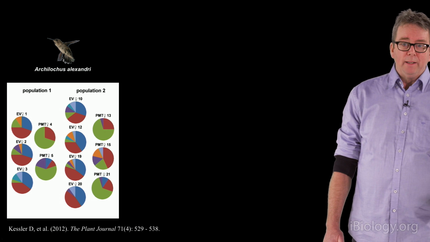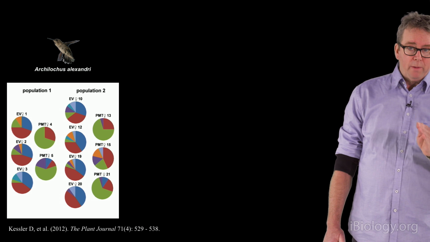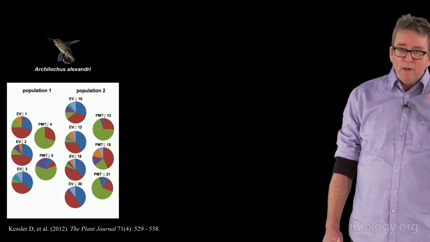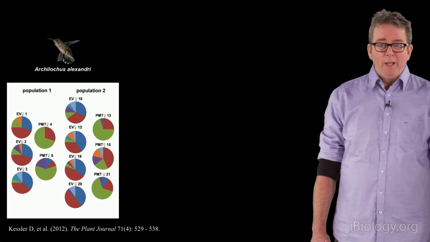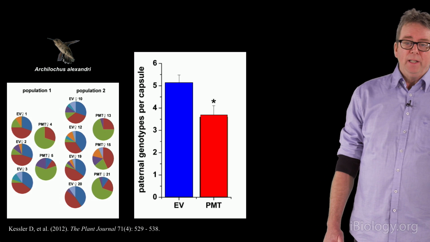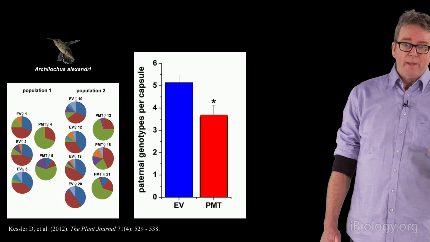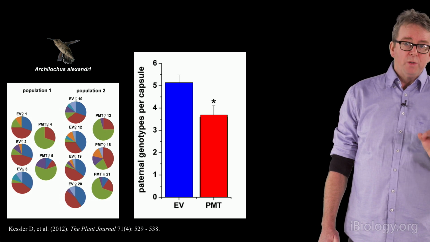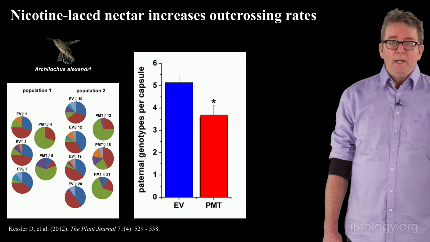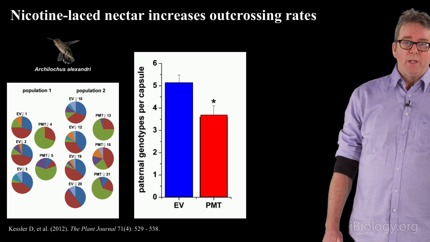The results were very clear. For flowers that were producing nicotine and had that random poisonous flower in the bouquet, they had significantly more fathers fathering their seeds than the flowers that did not produce nicotine. So nicotine-laced nectar increases outcrossing rates.